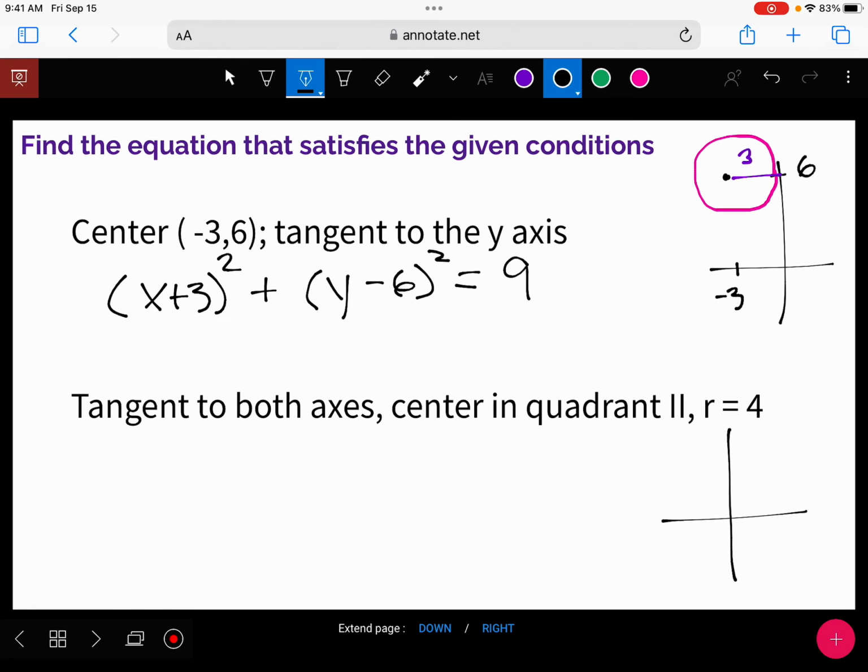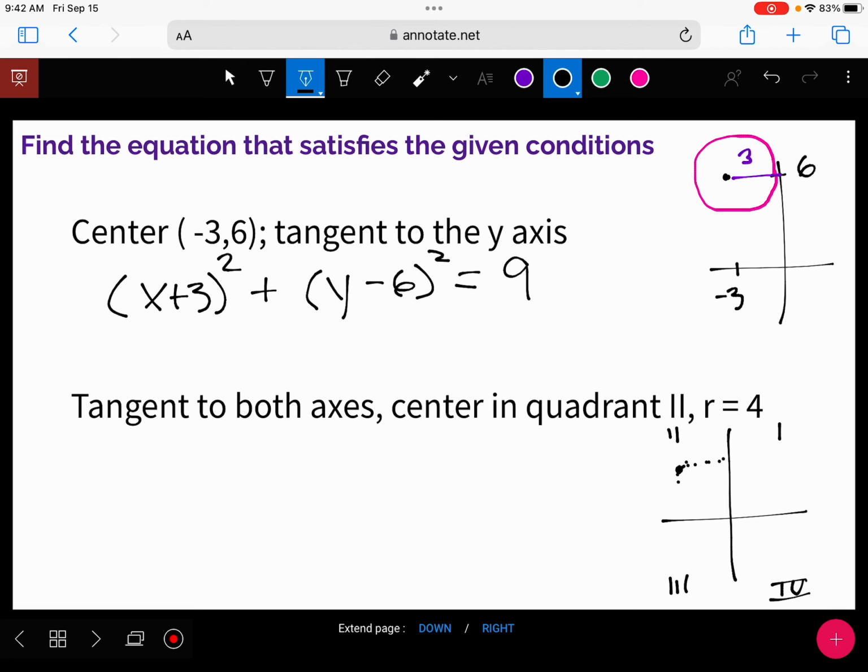This is probably our last one from today because it's a very similar vibe. Tangent to both axes, center in quadrant 2, radius 4. Which one's quadrant 2? Up left, right? So my center's somewhere over here. 1, 2, 3, 4. Okay, quadrant 2. Radius of 4.